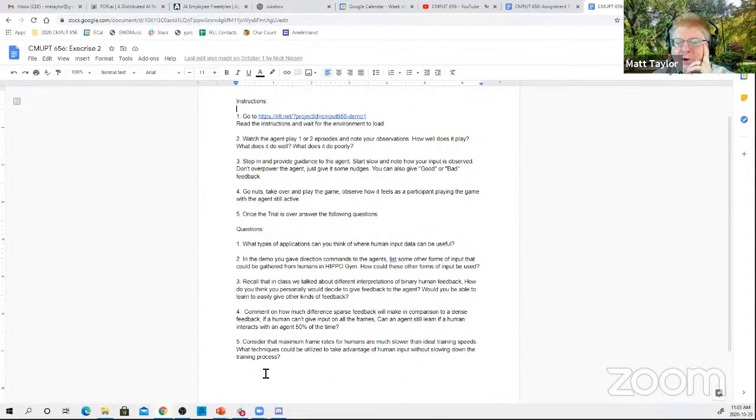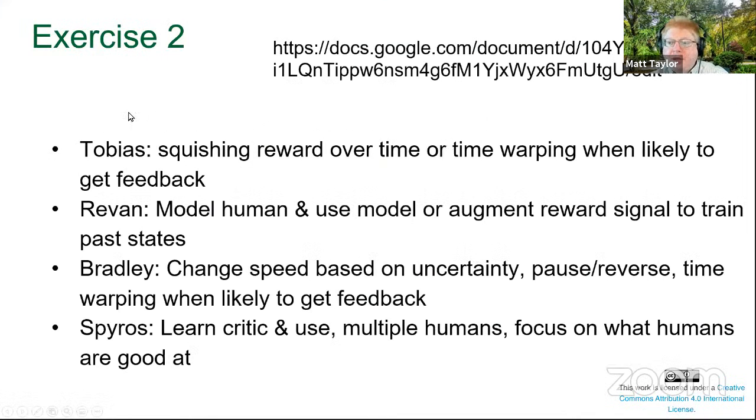So then there are a few questions. What types of applications could this be useful in? Something about the demo, interpretations. But then I asked this really open-ended question where we were saying that the maximum frame rate could be too fast. So I thought there were a few pretty interesting ideas. So I wanted to pull out a few of them. So for anyone who wants to jump, is anyone willing to talk about the ideas that they had for exercise 2? Or because this was so long ago, I'm happy to just talk through it all.